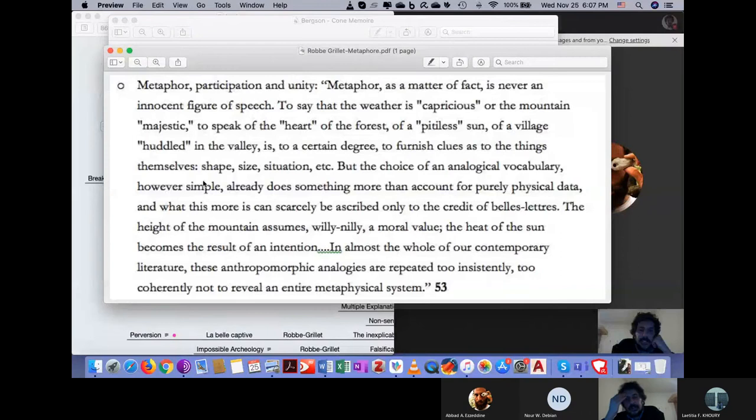So Robbe-Grillet says, "Metaphor, as a matter of fact, is never an innocent figure of speech. To say that the weather is capricious or the mountain majestic, to speak of the heart of the forest or of a pitiless sun, of a village huddled in the valley, is to a certain degree to furnish clues as to things themselves, shape, size, situation. But the choice of an analogical vocabulary, however simple, already does something more than account for purely physical data, and what this more is can scarcely be ascribed only to the credit of belles lettres," meaning there's something much more dangerous going on when you do a metaphor.